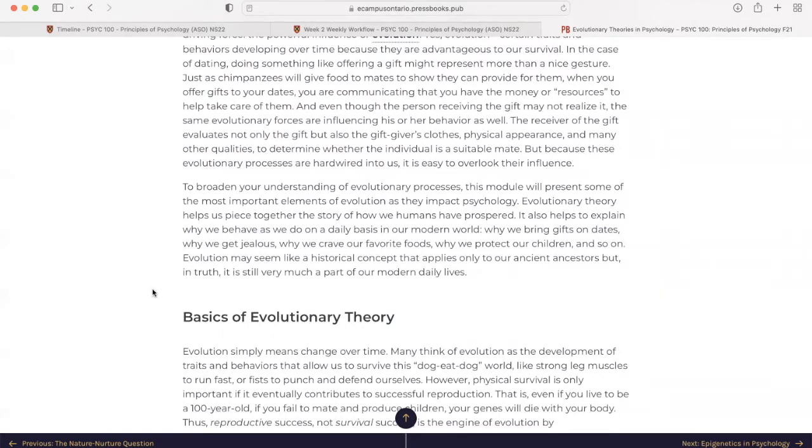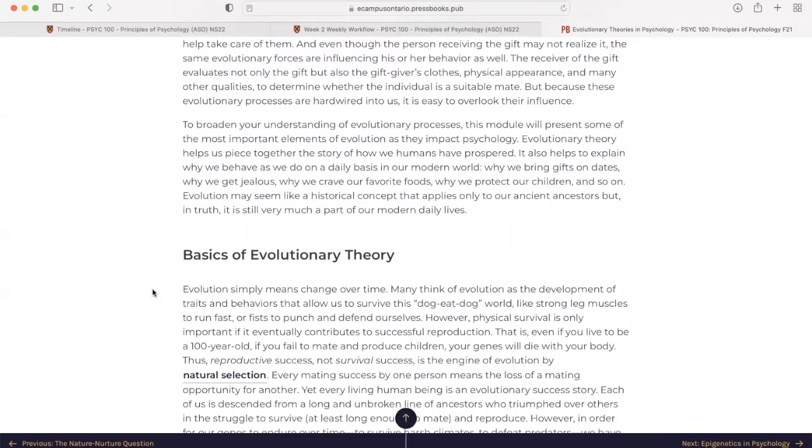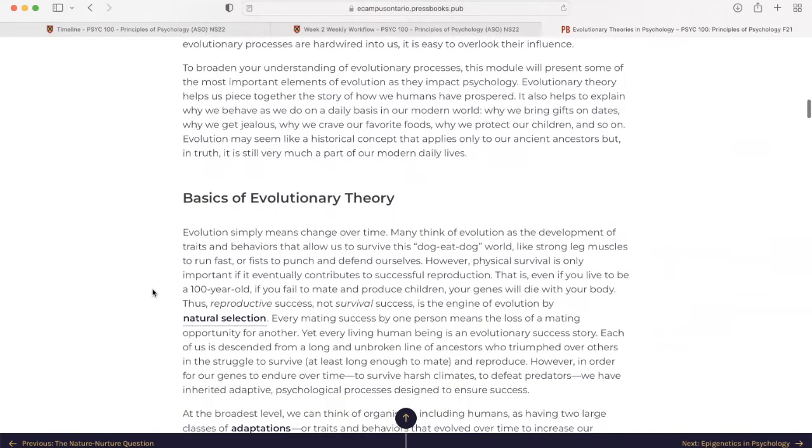To broaden your understanding of evolutionary processes, this module will present some of the most important elements of evolution as they impact psychology. Evolutionary theory helps us piece together the story of how we humans have prospered. It also helps to explain why we behave as we do on a daily basis in our modern world, why we bring gifts on dates, why we get jealous, why we crave our favorite foods, why we protect our children, and so on. Evolution may seem like a historical concept that applies only to our ancient ancestors, but in truth, it is still very much a part of our daily modern lives.